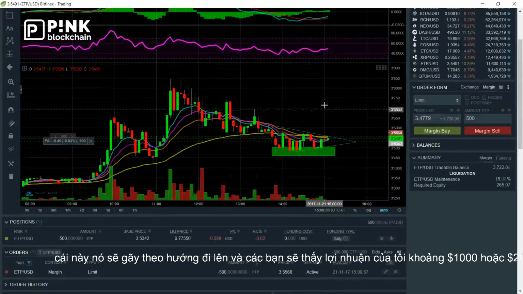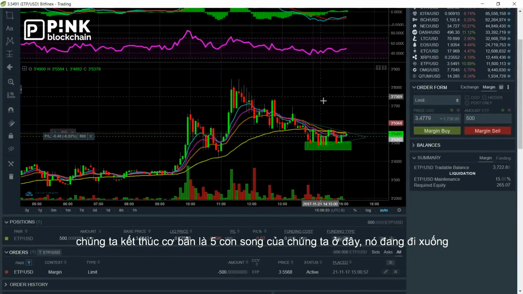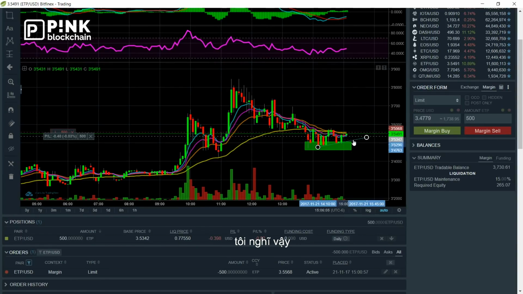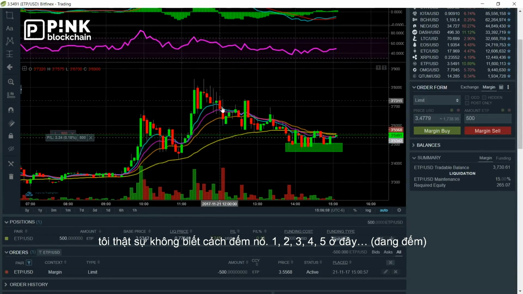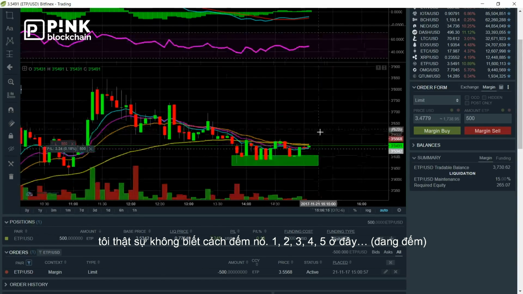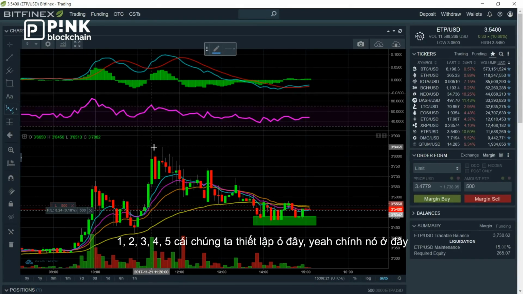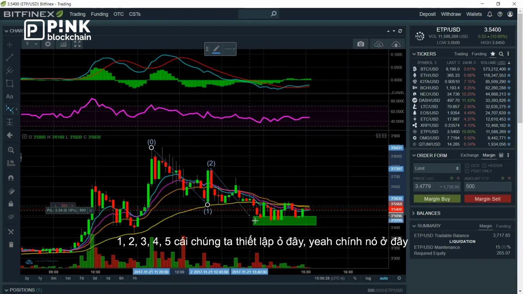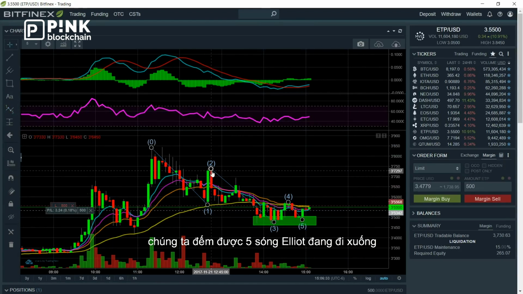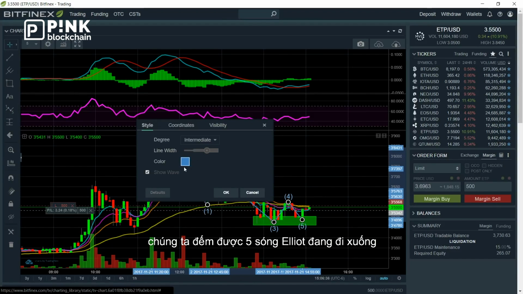So yeah, we finished basically our five waves here coming down. That's what I think. I don't really know how to count it well. One, two, three, four, five here. It's two, and then one, two, three, four, five, three, and four, and then a super tiny one right there. So yeah, I do count five Elliott waves here already. One, two, three, four, five. We'll start up here. Here, two, one, two, three, four, five, four. And yeah, that's it right there, guys. We count five Elliott waves coming down.